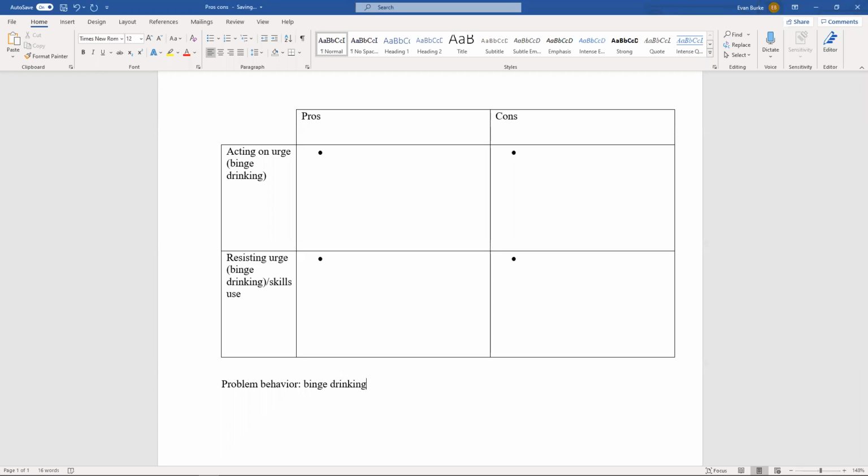Okay. So as I said earlier, doing a proper pros and cons involves writing down the positive and negative consequences of tolerating distress by resisting impulsive behaviors, as well as the positive and negative consequences of not tolerating distress by engaging in impulsive behaviors. So at the top here, we'll evaluate the pros and cons of binge drinking, and at the bottom, we'll evaluate the pros and cons of not binge drinking and using other skills, maybe more effective skills.